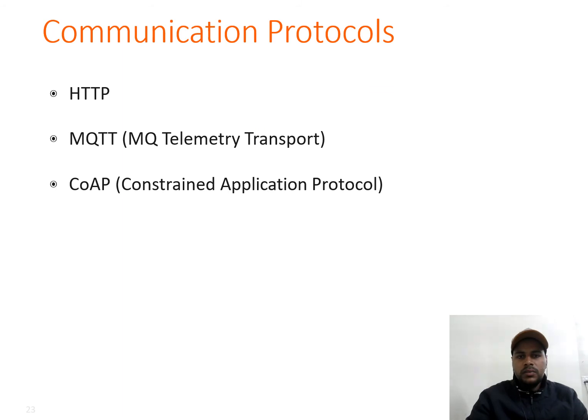There are various communication protocols used for exchanging data between devices. First one is HTTP, Hypertext Transfer Protocol, which is used to transfer data with the help of HTTP request and response commands. Second one is the MQTT protocol, MQ Telemetry Transport, the most commonly used protocol in IoT devices. We will study it in detail further. Third one is CoAP, Constrained Application Protocol. It is also a communication protocol used for communicating between connected devices.